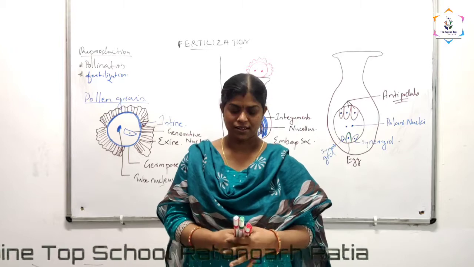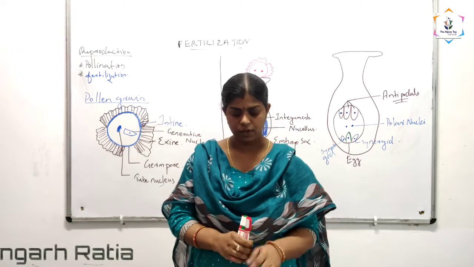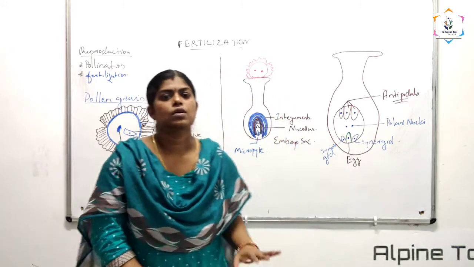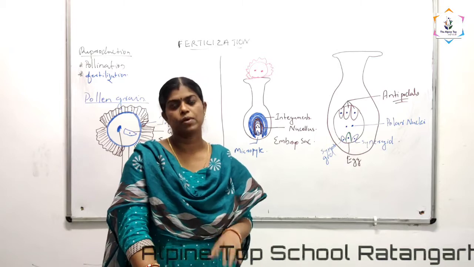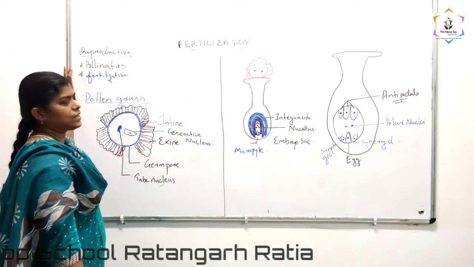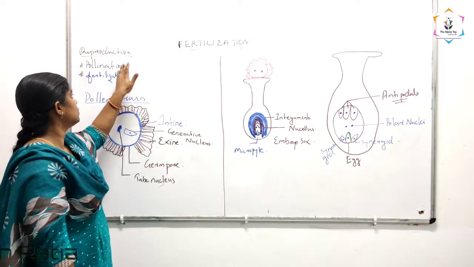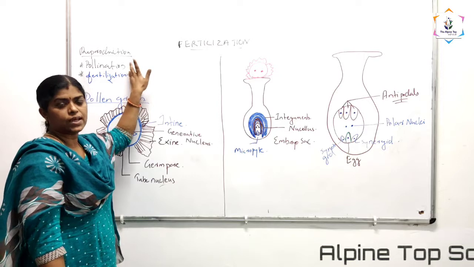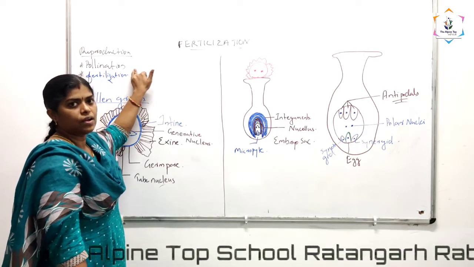Hello students, today we are going to look at fertilization in plants. As you know, sexual reproduction in plants has two major steps. What are they? Pollination and fertilization. Pollination we have already seen. We have seen the different types of pollination, like self-pollination and cross-pollination. All these things we have done.